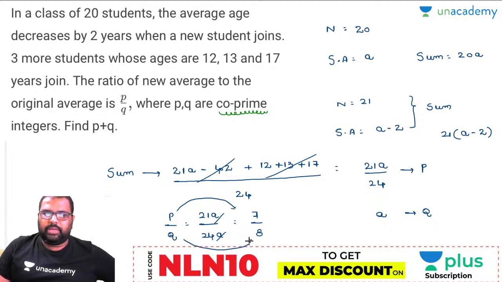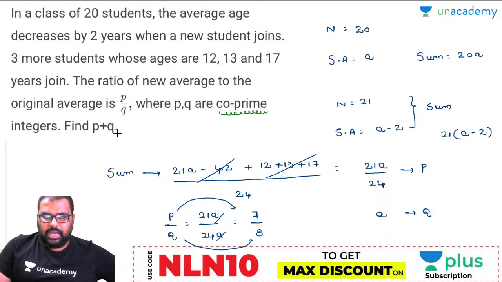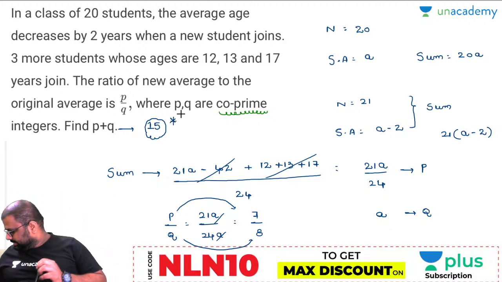All consecutive numbers are co-prime numbers. Between 7 and 8 there will be no common factor except 1. And your P plus Q value will be how much? Will it be 15? Am I right or wrong? Will you accept this? Please let me know in the comment section, yes or no. Have you got the answer?